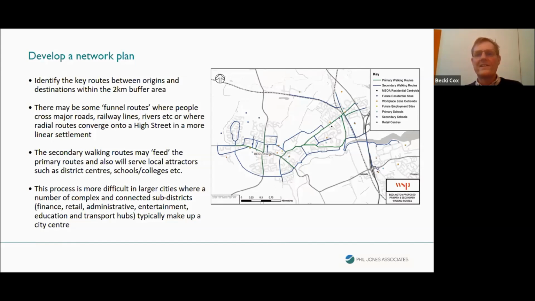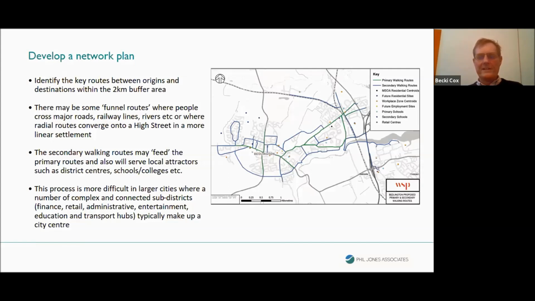There are also secondary walking routes, which are essentially the distributor walking routes that gather people from all of the cul-de-sacs and access roads onto the key connecting routes within that area. And they may also serve locally important attractors such as schools, colleges, business parks and so on, but they are not necessarily part of these core walking zones. So those are the ones that are shown in blue. So you start to establish essentially a three-tier hierarchy of routes: main routes, these feeder routes, and then everything else is the access routes that just provide local access.